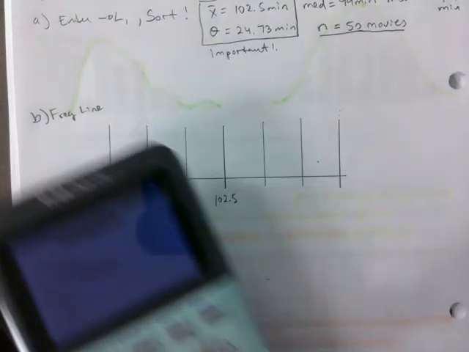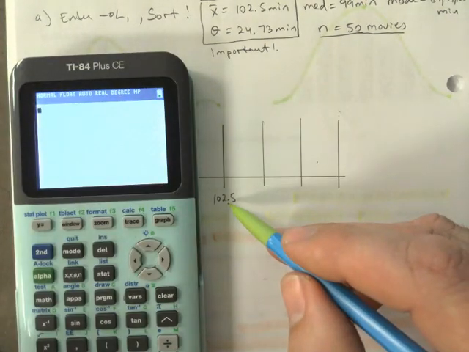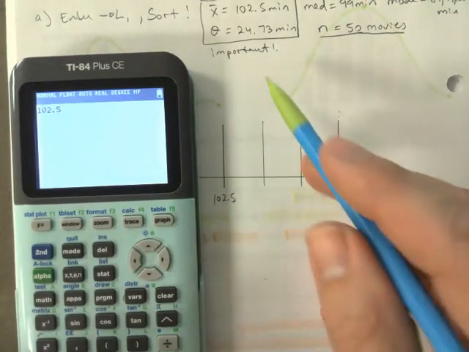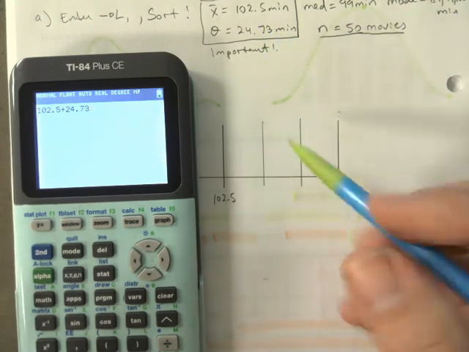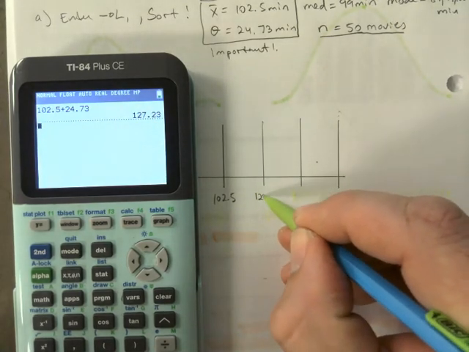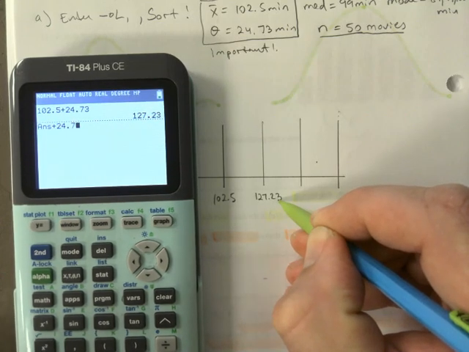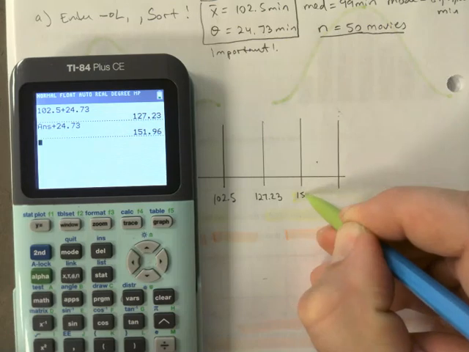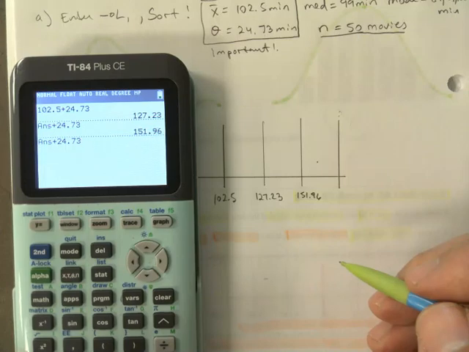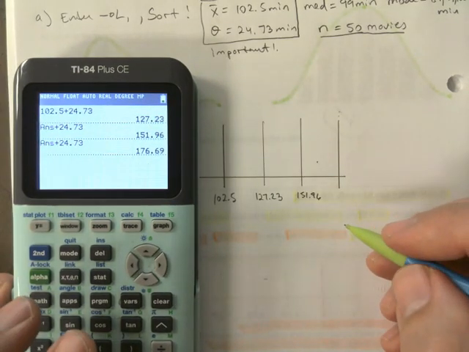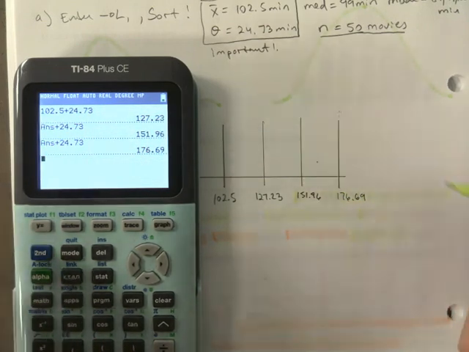You grab your calculator because I want you to use your decimals here. We're going to go 102.5. We're going to add a standard deviation. So plus 24.73. So this is 127.23. Keep adding a standard deviation. 151.96. And this process continues. 176.69. So you got it?